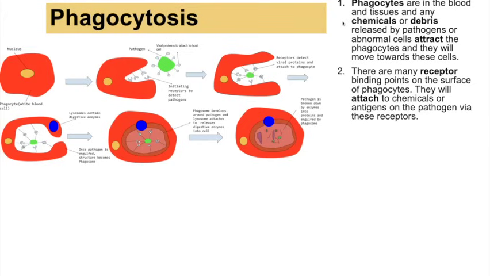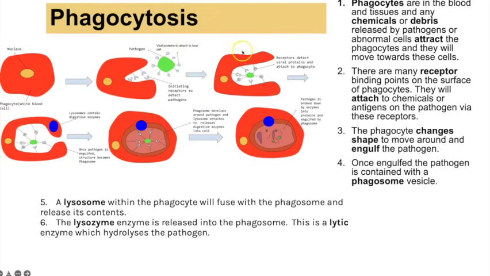There are many receptor binding points on the surface of the phagocyte, which we can see here. They will attach to the chemicals or the antigen on the pathogen via the receptors. The phagocyte then changes shape to move around the pathogen and engulf it, and once engulfed, the pathogen is contained within a vesicle, which we call a phagosome.